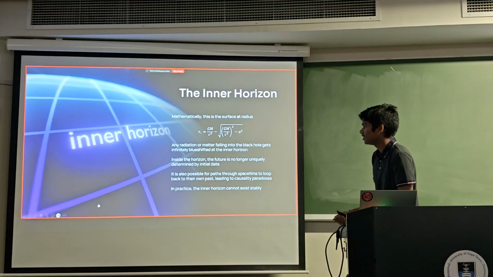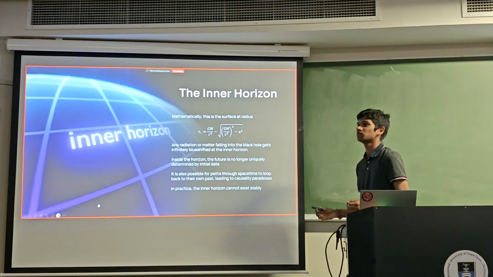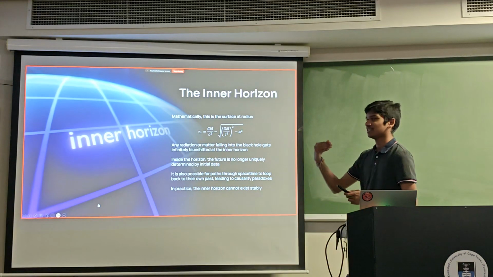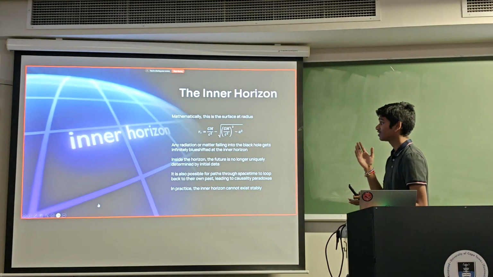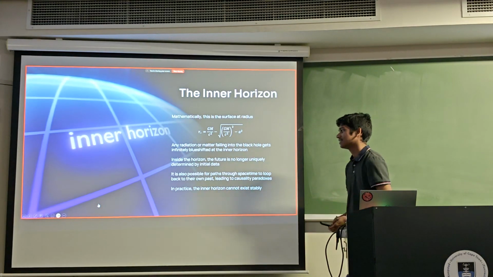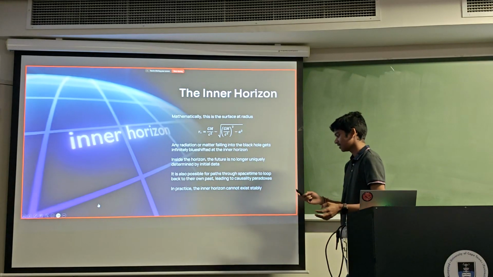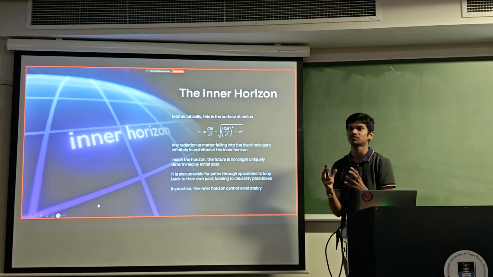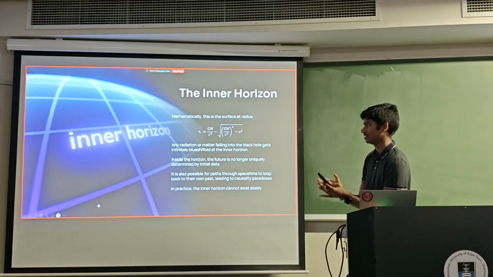And inside the horizon, the future can no longer be uniquely determined by initial data. Basically what we're saying is time loops. So the past will happen again inside the inner horizon. It is also possible for there to be certain paths through space-time inside the inner horizon that loop back to their own past, and these lead to causality paradoxes such as the very famous grandfather paradox. Now, in practice, the inner horizon cannot exist stably because it needs a very specific set of conditions, and any disturbance tends to cause it to collapse into the singularity itself.